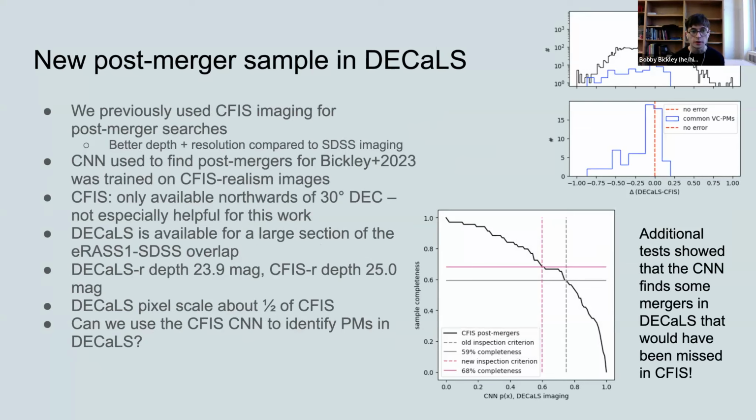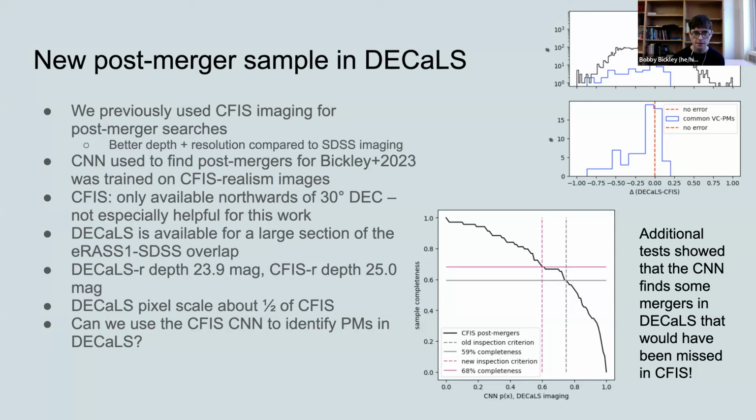In contrast, DECaLS is available for a larger area, and it does have slightly worse depth and resolution compared to the Canada-France Imaging Survey, by about 1 magnitude in the r band, and the pixel scale is about twice as large in DECaLS. So it's reasonable to assume that we should expect some loss of performance, some loss of post-mergers, but it's worth checking. So that's what we did.